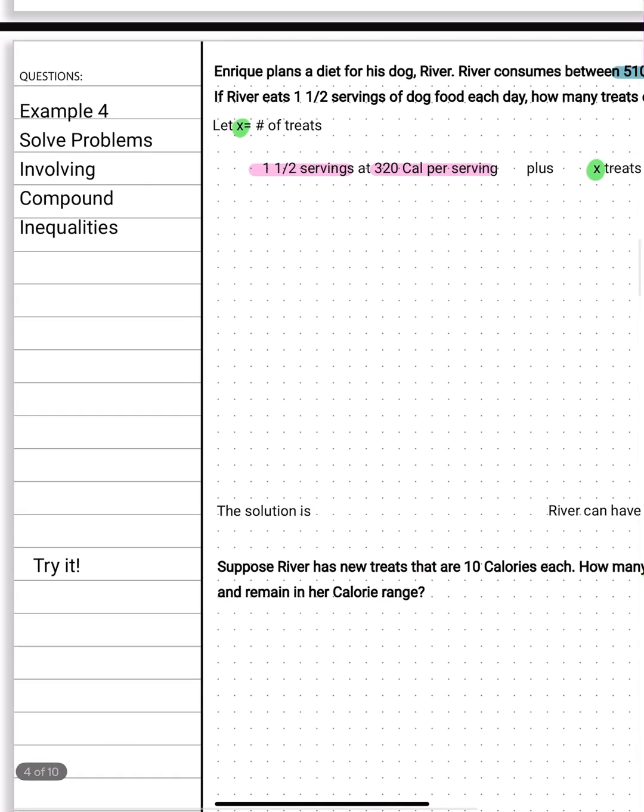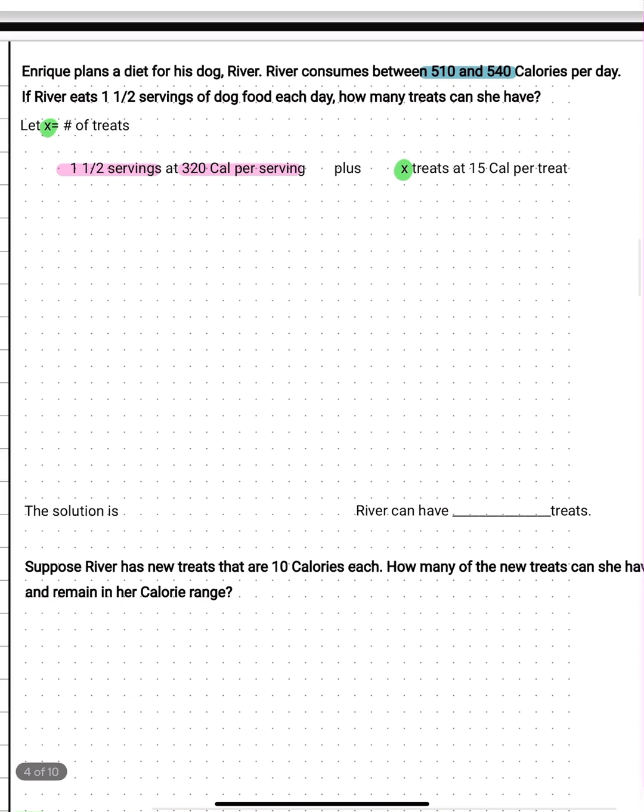I'm going to do a little bit of math over here. So if we have 1.5 servings times 320 calories per serving, if we multiply that out, that gives us 480 calories that River gets just from her regular food. Plus, she gets X amount of treats that are 15 calories each. So we're going to say this part here equals 480 calories plus 15 calories times X amount of treats, and we don't know how many she gets.